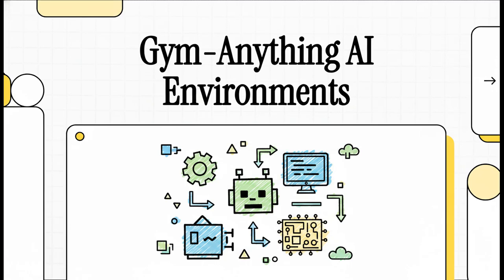Today, we're going to talk about something really fascinating called Gym Anything. The core idea is actually pretty simple, but wow, is it ambitious. What if you could turn any software, everything from super niche engineering tools to huge enterprise systems, into a realistic training ground, a gym for AI agents? Let's dive into how they're making this happen.